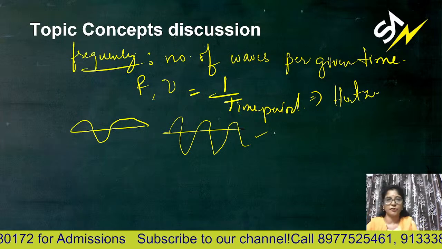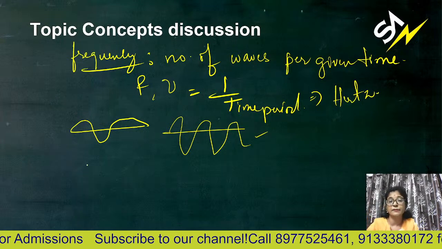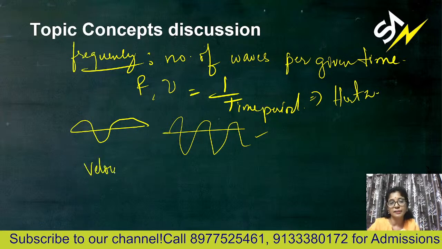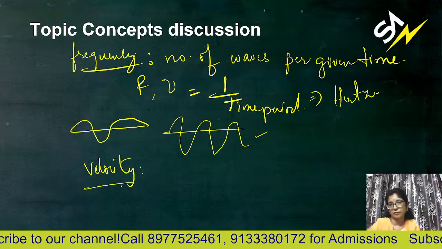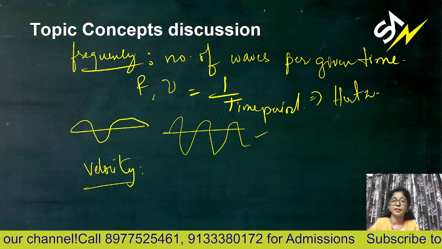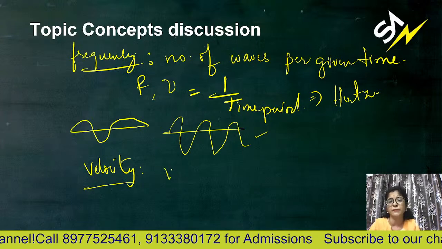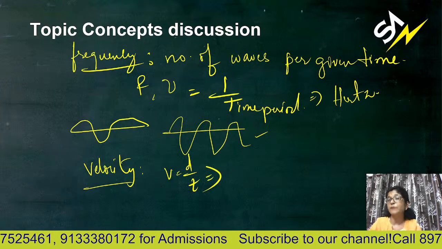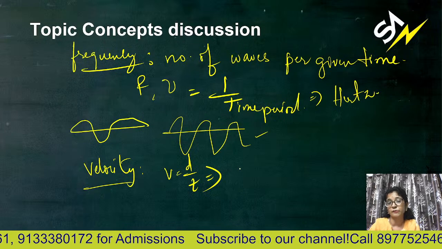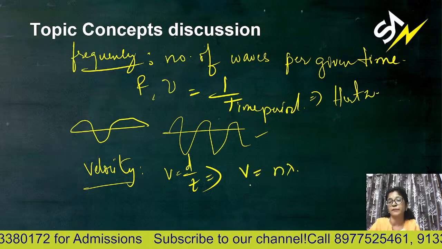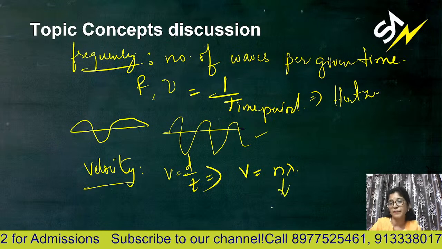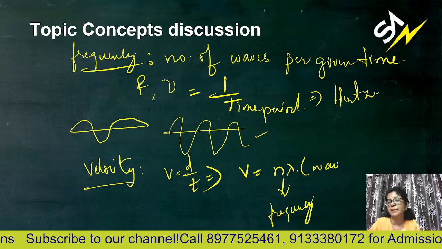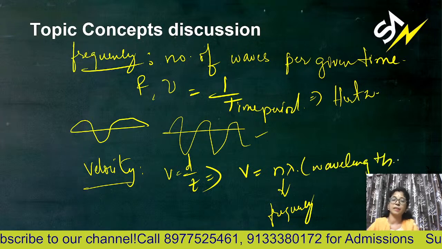So this is about the frequency. Next, we have discussed time period and frequency, and now the velocity of the wave. The distance covered by the wave in a given time is called velocity. You all know the formula of velocity is distance by time. Especially for sound waves, you can find the velocity as v equals n lambda, where n is the frequency and lambda is the wavelength. So this is about the velocity.